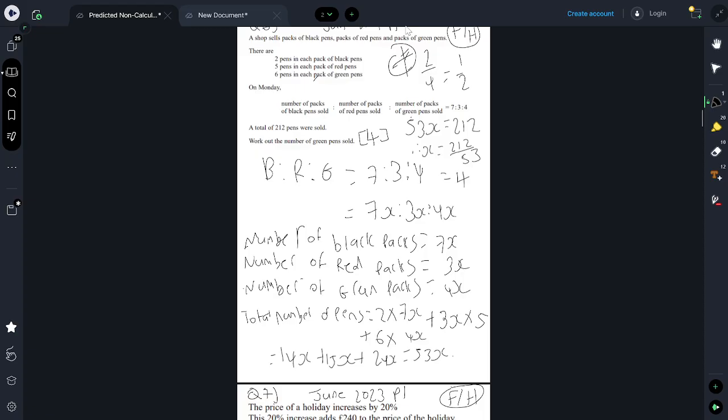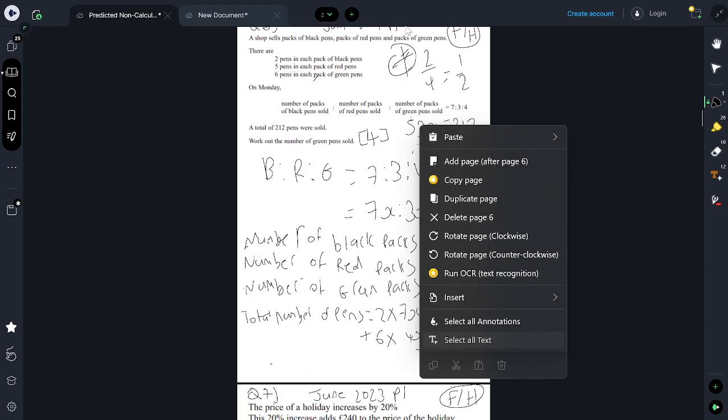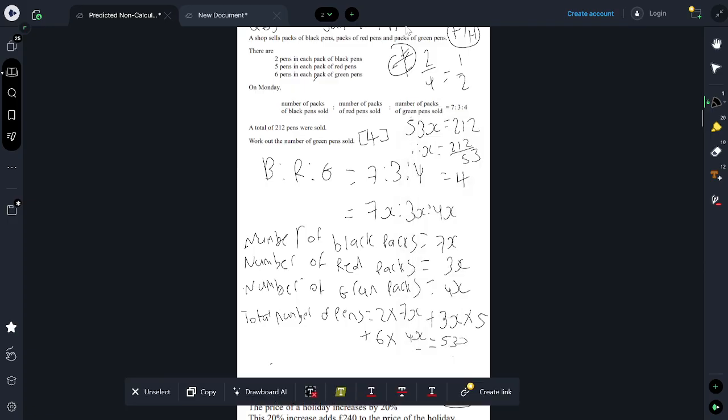Okay, so that's telling us then, if we times this ratio by 4, that tells us how many packs of pens were sold. So now we can work out individually how many green pens are sold. I want to make some room here. Okay, so hopefully that is clear. This whole bit simplifies to 53x, if you just simplify it and collect like terms.